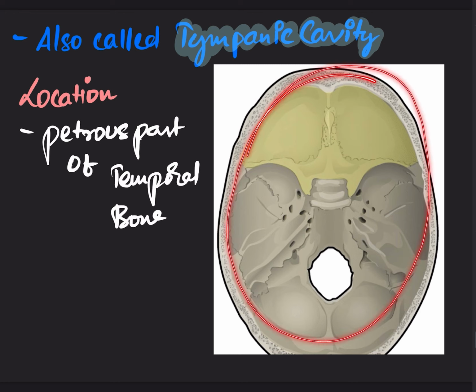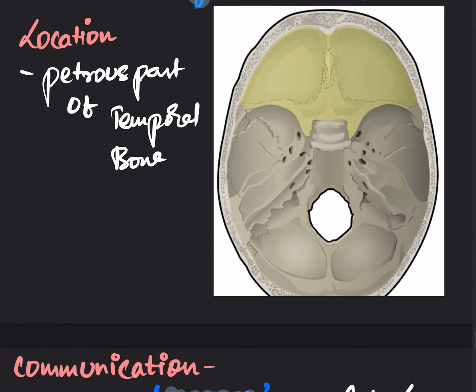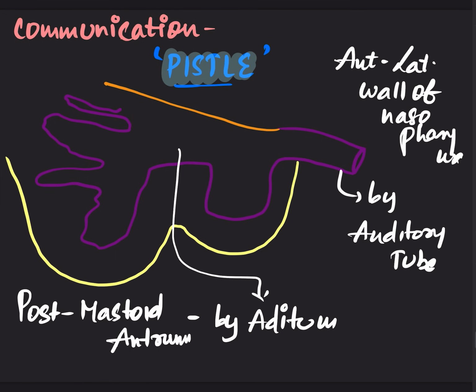This is a section. Whenever you take a cranial cavity like this, this part which you can see, the prominent transverse thing here, is called the petrous part of the temporal bone. This is the place where you can find the middle ear cavity. Okay, now coming to the communication.